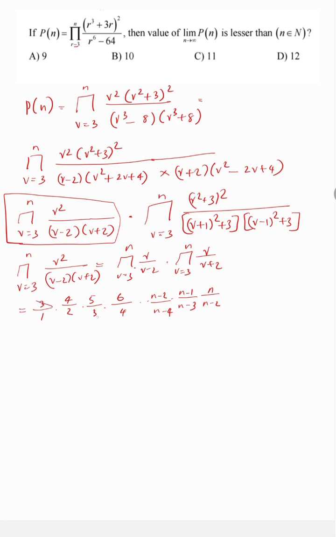You can see that I can cancel like this. So this 5 will get cancelled, 6 also will get cancelled. And here you can see n minus 2 cancelled by this n minus 2.